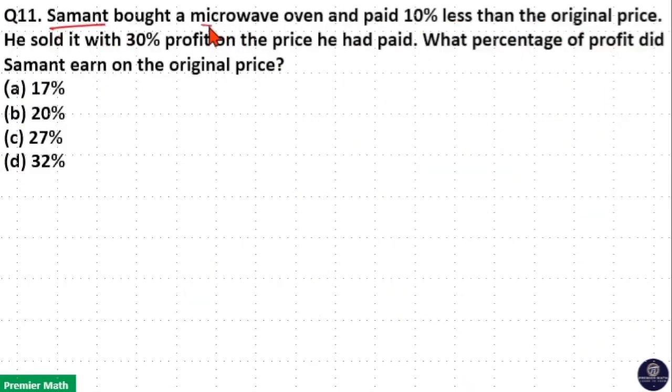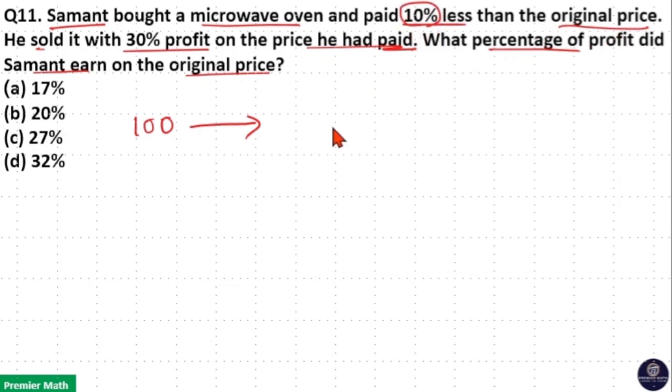Someone bought a microwave oven and paid 10% less than the original price. He sold it with 30% profit on the price he had paid. What percentage of profit did he earn on the original price? Consider original price as 100 rupees. Then he paid 10% less than the original price. So 10% less than 100 he paid. 10% of 100 is 10. So 100 minus 10, 90 rupees he paid for the microwave oven.